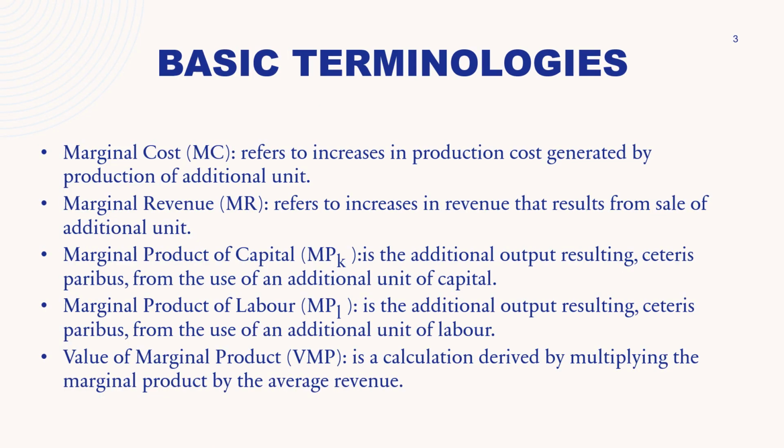Before going to the main content, let's quickly understand some basic terminologies we will be using in further discussion. So, first, marginal cost, MC. It refers to the increase in production costs generated by production of an additional unit. If we are producing one more unit of output, then how much our production cost has increased is measured by marginal cost.